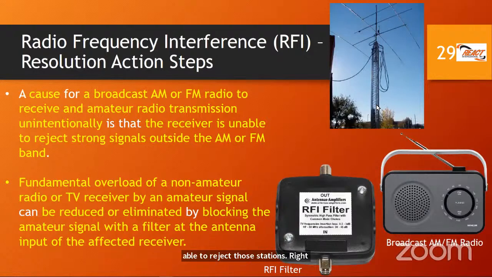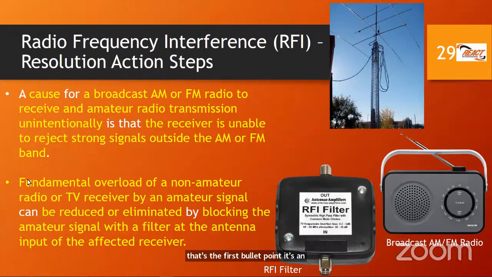Also, we talked about fundamental overload that can occur on our stations, right? So we may want to use a device to filter out that interference that we may cause on our broadcast AM, FM radios, right? So those are the two bullet points that you have on your screen here. Let's go through them very quickly. A cause for a broadcast AM or FM radio to receive an amateur radio station transmission unintentionally is that the receiver is unable to reject strong signals outside of the AM or FM band, right? So that's the first bullet point. It's an exam question.